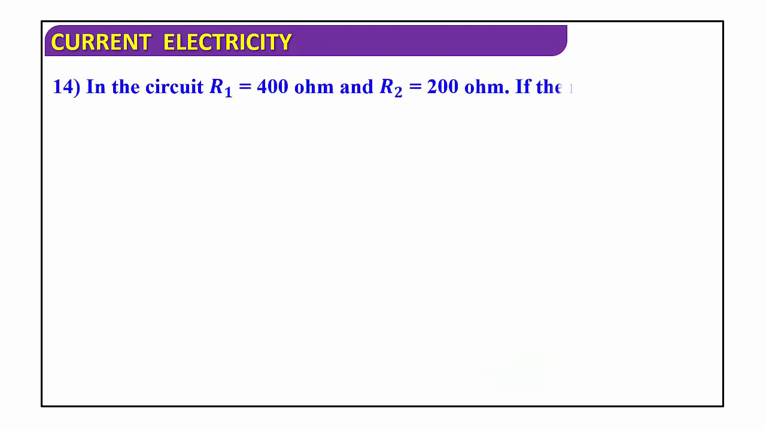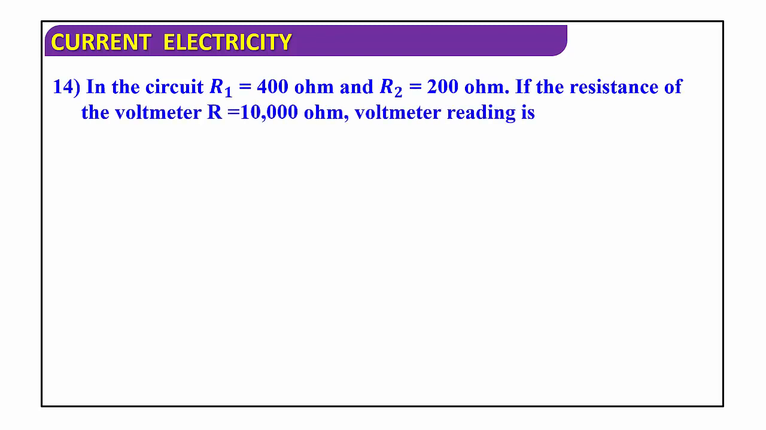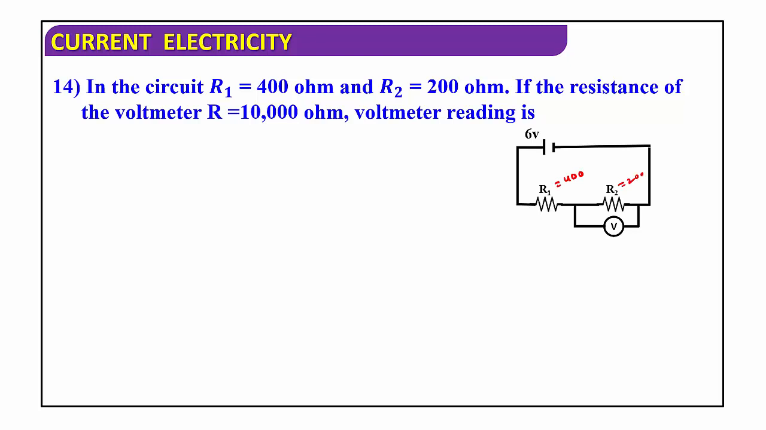Come to the 14th question. In the circuit, R1 and R2 values are given. R1 is 400 ohm, R2 is 200 ohm. The voltmeter is also having a certain resistance, which is also given: R equal to 10,000 ohm. Then the voltmeter reading is, this is the diagram. R1 is 400 ohm, R2 is equal to 200 ohm. This voltmeter also has a certain resistance, let us consider 10,000 ohm. So we have to find the voltmeter reading. These are the given options.